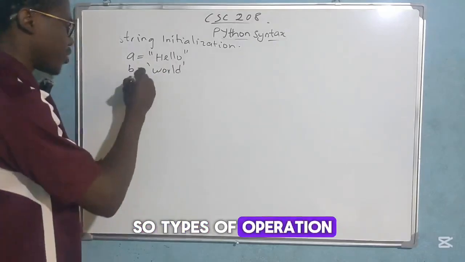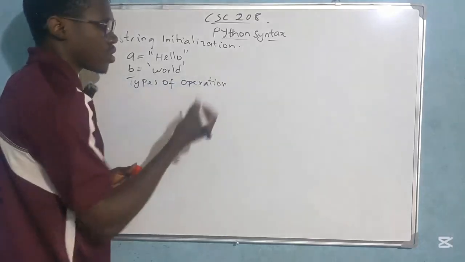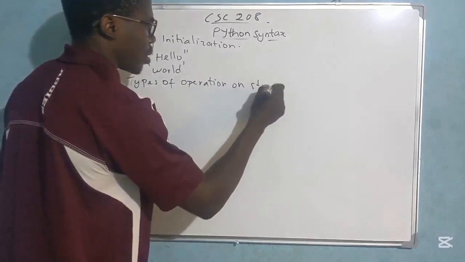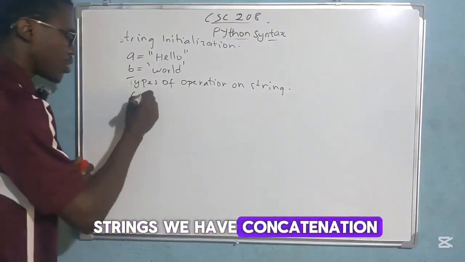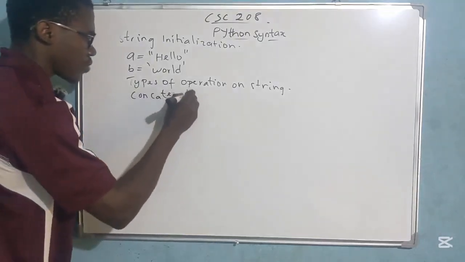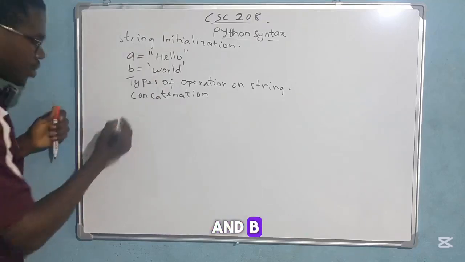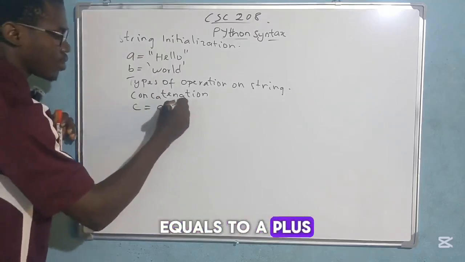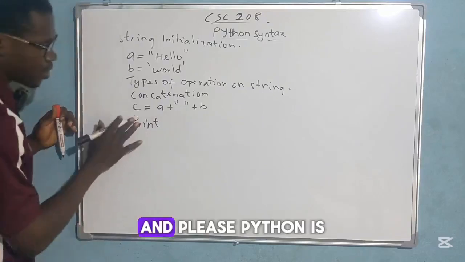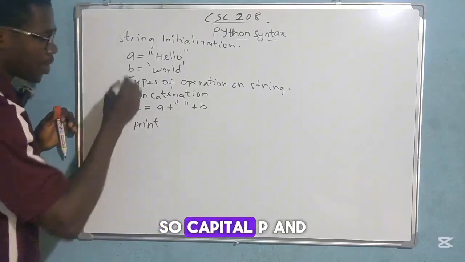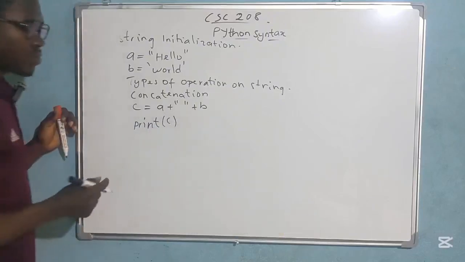So, types of operation on strings. We have concatenation. That's just about adding two strings. So let's say you want to add A and B. You can have C equals to A plus B, and then you print. And please, Python is case sensitive. So capital P and small p don't have the same meaning in Python. It's very important. You can just print C.